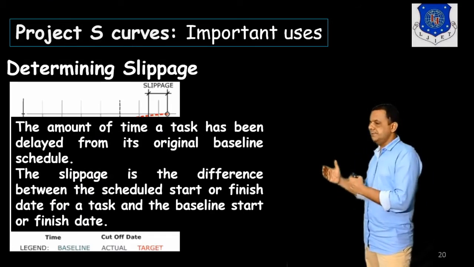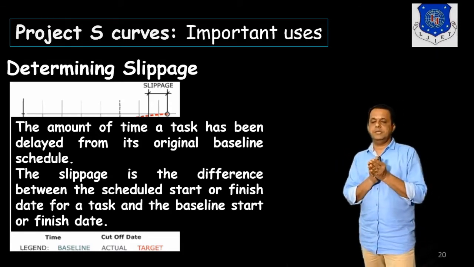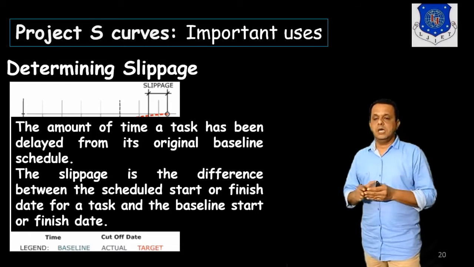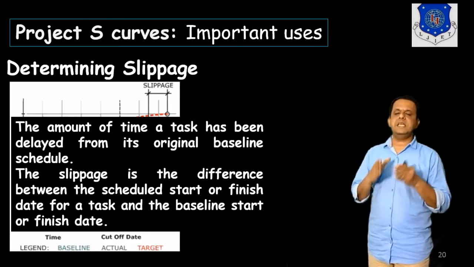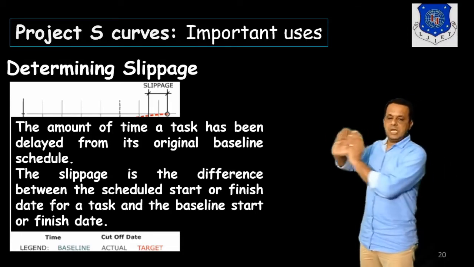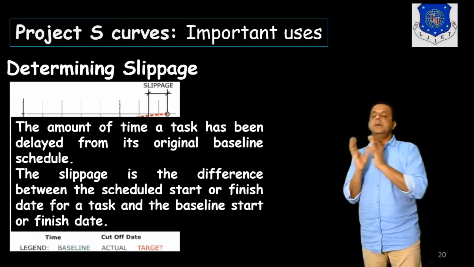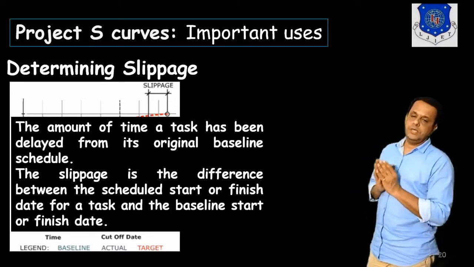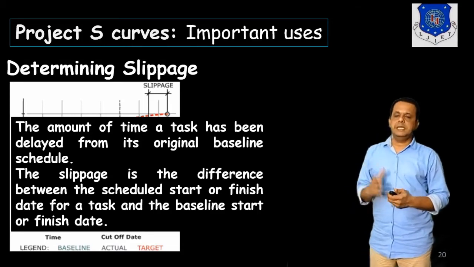Like a task is planned to be completed in 5 days, but it doesn't complete in 5 days and takes 7 days from the original baseline schedule. So this is the slippage. Slippage is actually the difference between the scheduled start or finish date for a task and the baseline start or finish date, like the actual one compared to the baseline. That is the slippage.